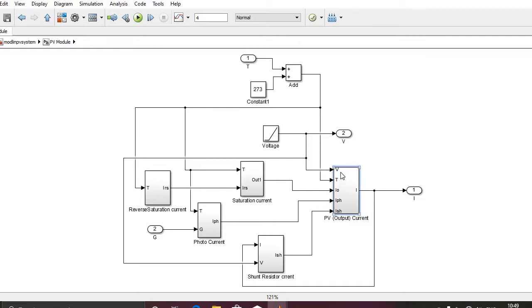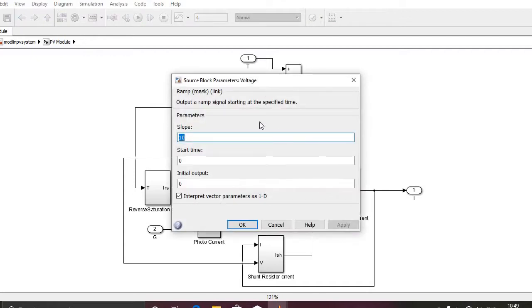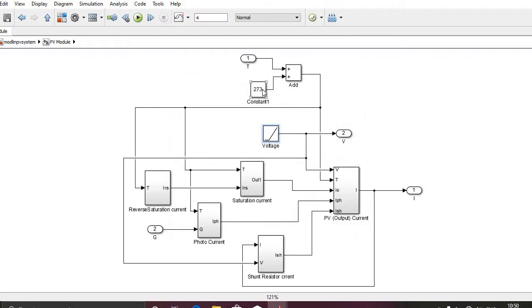So for the PV module there are 5 main inputs: voltage, temperature, saturation current, photocurrent, and shunt resistor current. By utilizing all these terms, our PV module will give the output in the form of I, and this is the voltage, a voltage slope with value 10. So it will give the ramp signal for the specific time. And this is the input temperature. We can change this temperature by giving the value.